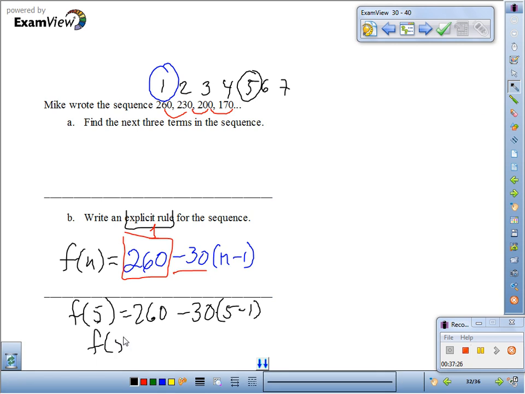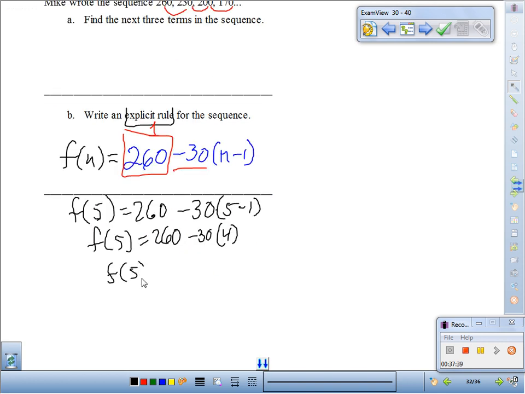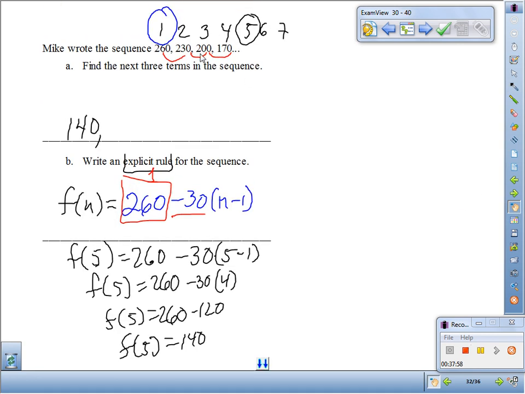F of 5 equals 260 minus 30 times, what is 5 minus 1? 4. So f of 5 equals 260 minus 120. So what is f of 5? 140. That's our 5th term. Let's see if it worked. Look up, please. Is it going by 30s? Yes. So is the next number up 140? Yes, it worked. So let's do that again.